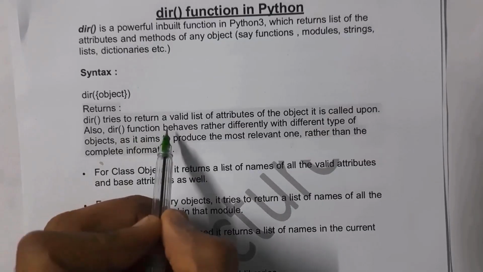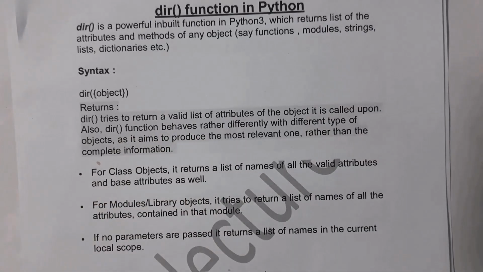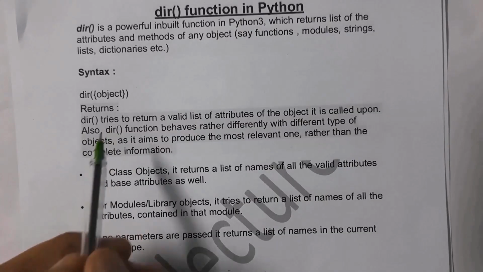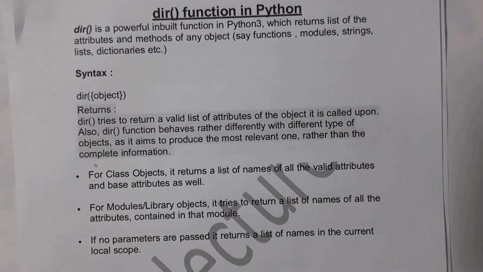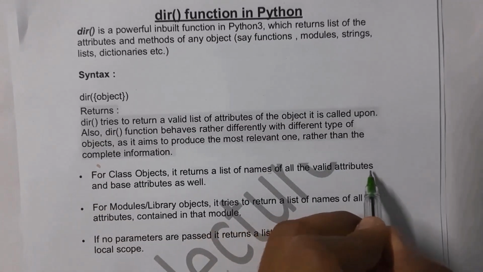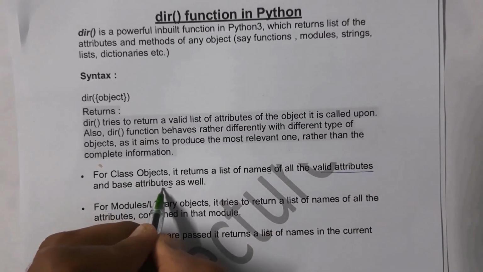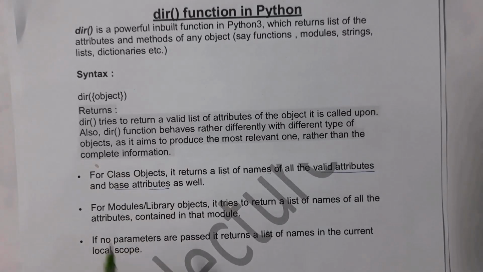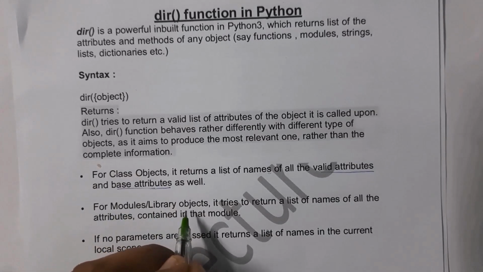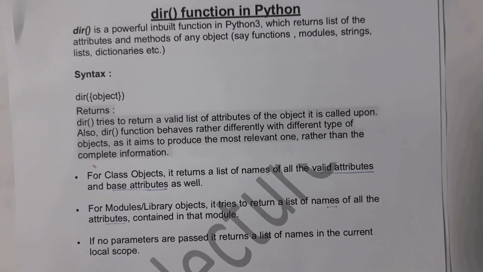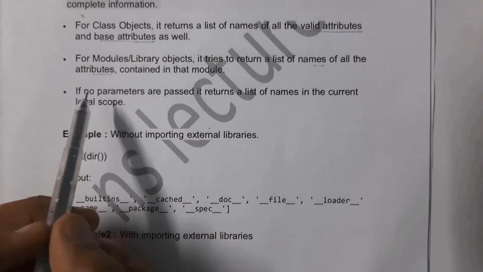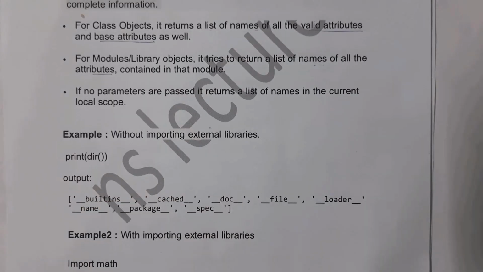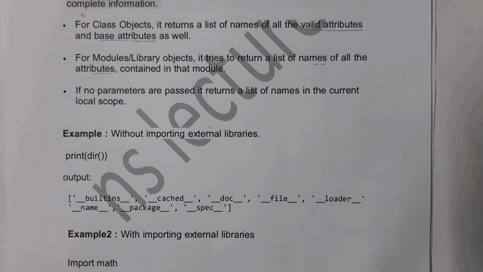This dir function behaves differently with different types of objects. For example, in the dir function, if you write class objects, it will return a list of names of all attributes. It will return base attributes too. This is when you include class objects in the dir function. Whenever you include modules in the dir function, it returns the names of attributes supported by that module. If no parameters are passed, whatever names are present inside the scope, it will return all those names. This is how the dir function behaves differently with different objects.